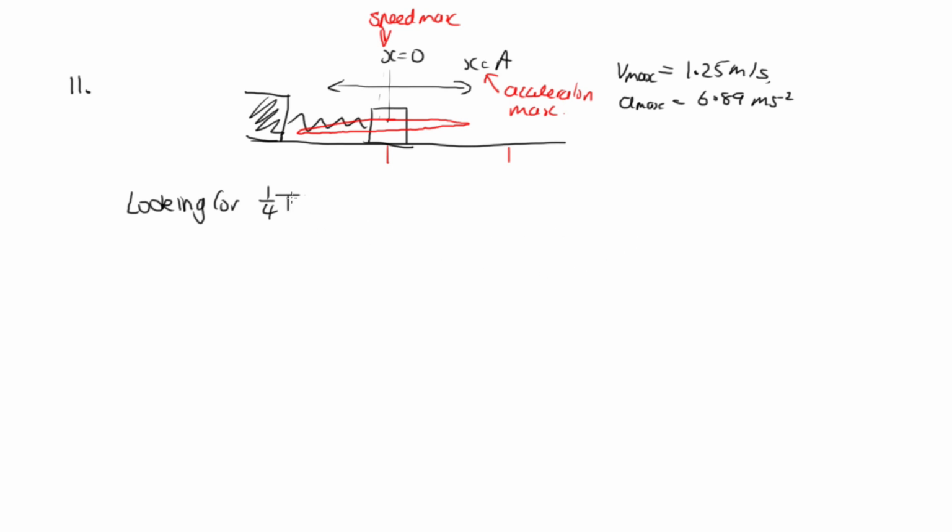Okay, so we want to try and find the period somehow. Now to do that, we can remember that the displacement for simple harmonic motion is given by x is equal to A cos omega t, or we can use sine omega t if we want. And so the velocity is given by the derivative of this, which is minus A omega sine omega t. And the acceleration is given by the derivative of this, which is minus A omega squared cos omega t.